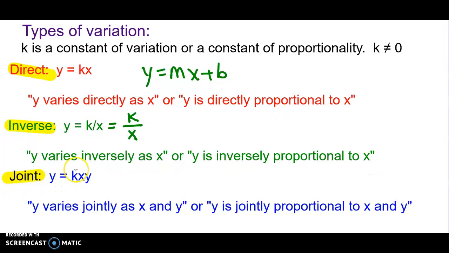The last case of variation is joint variation. And you'll notice the big difference, it's pretty obvious. This time we have more than two variables. We have y equals k times xy. So this time, y is varying jointly as x and y, joint, right? Or y is jointly proportional to x and y. So that's kind of a key thing that you'll notice. I think it should be pretty obvious when to use these. So let's practice.